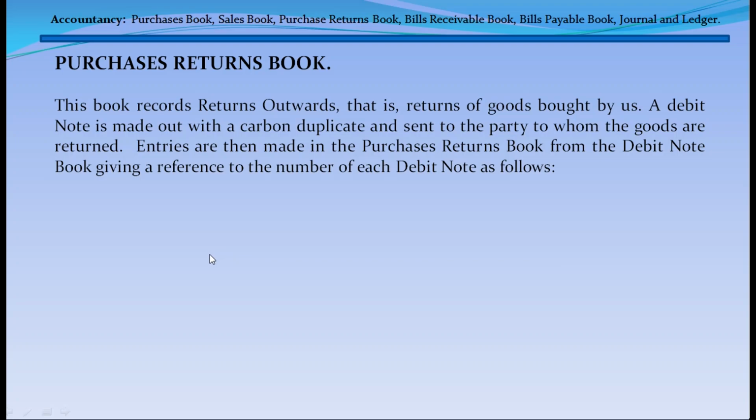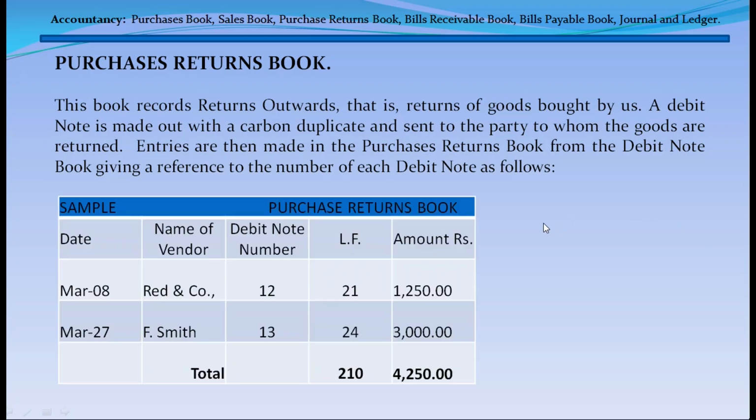Purchase returns book. This book records returns outwards, that is, return of goods bought by us. A debit note is made out for this with a carbon duplicate and sent to the party to whom the goods are returned. Entries are then made in the purchase returns book from the debit note book, giving a reference to the number of each debit note as follows.